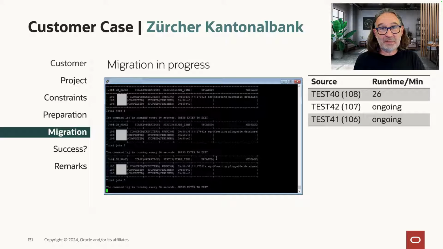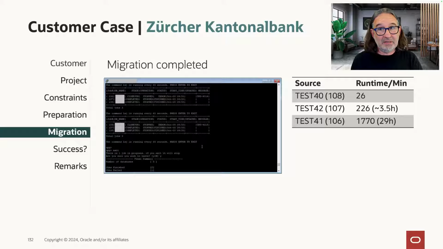So this is a snippet or a screenshot from AutoUpgrade. So you see that all 3 databases had been migrated in parallel onto the target CDB. And on the right side, you see that the first database had been finished after 26 minutes. Now the 2 other databases, the mid-size one with half a terabyte completed in about 3.5 hours.